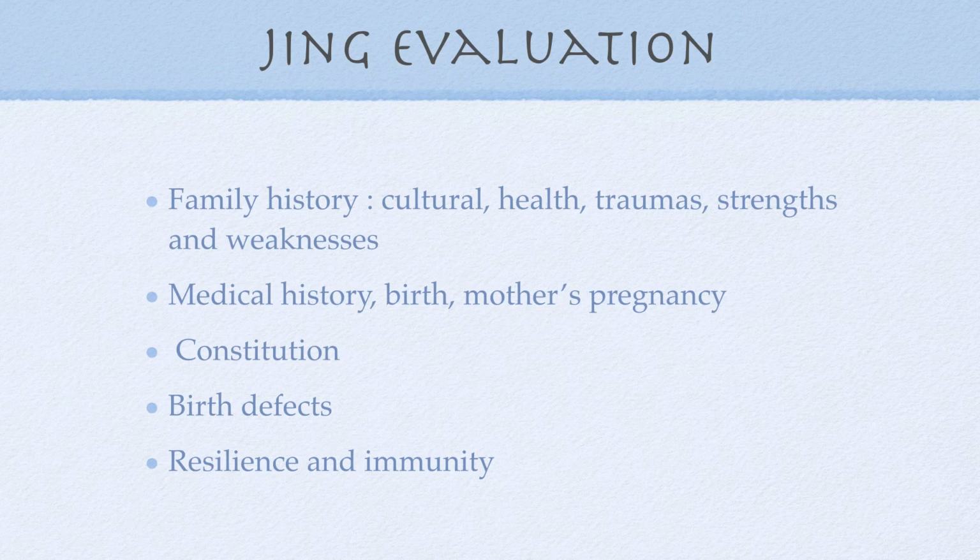And then we can look at our constitution. Are we strong-boned? Are we fragile in body constitution? We can look at our birth defects, and we can look at our resilience and immunity. So again, taking the example of a child that gets easily sick, obviously the Jing is not very strong, and as that person gets older, it will be an important part of his or her path to find health, to remedy those weaknesses as much as possible. And we'll get into detail about that a little bit later.